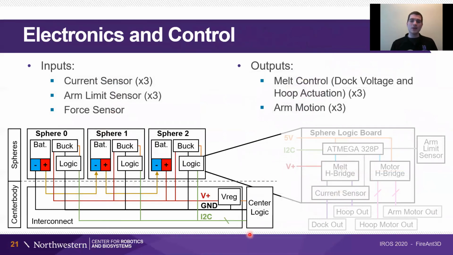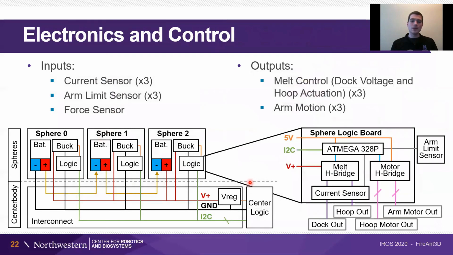Finally, the center body has a logic board, which it uses to coordinate all of the logic boards in the spheres. The sphere logic boards contain all of the low-level control necessary to perform attachments, locomote, and basically respond to any demands from the Centerbody logic board. Each sphere logic board has a current sensor to measure current flow during attachment, as well as an arm limit sensor to detect when that arm has reached its hard stop limit. The force sensor in the Centerbody completes all inputs for the robot.